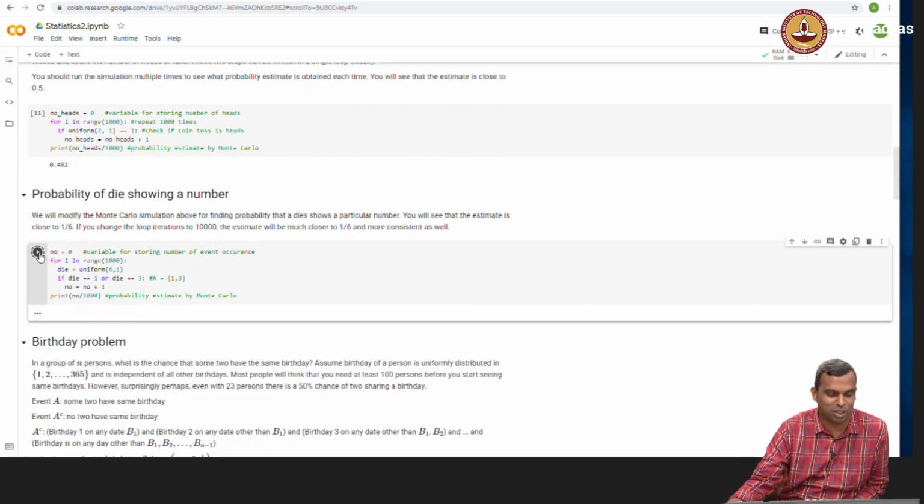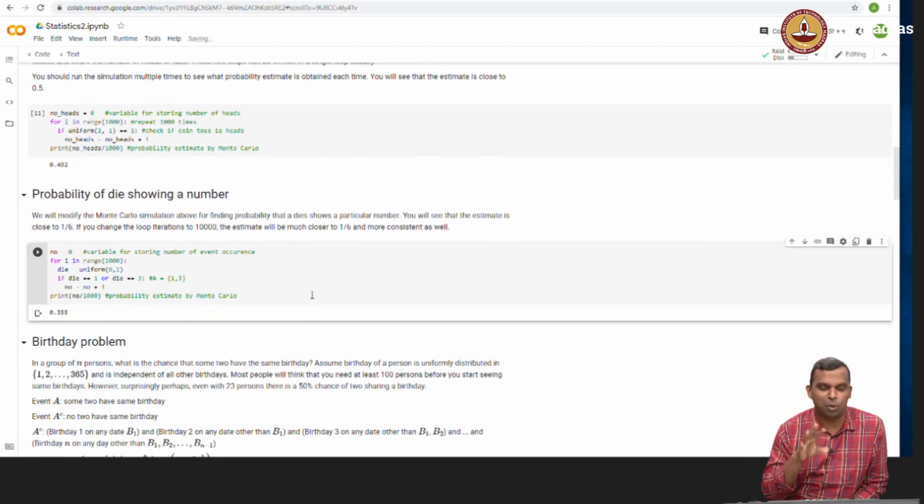I mean, that was just a fluke, I think. You do it once again, you get something else, slightly different. 0.321, 0.31, 0.355, slightly around 0.33. That's what you'll keep getting. Okay, so you see, you can make these small modifications, right?